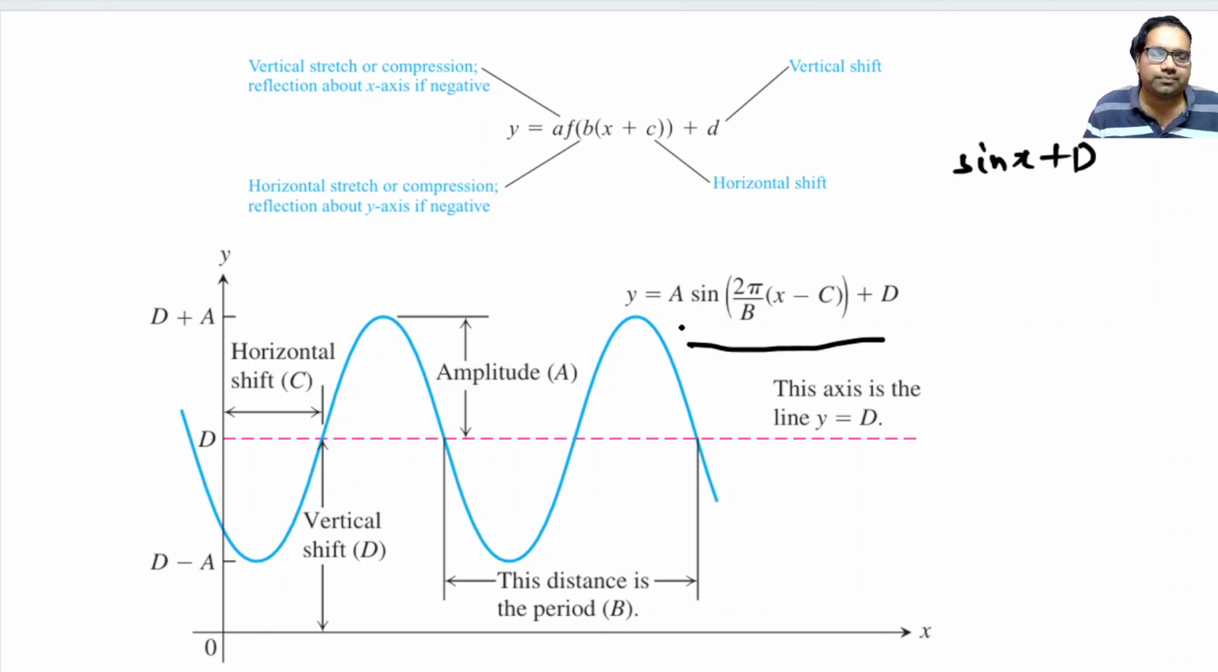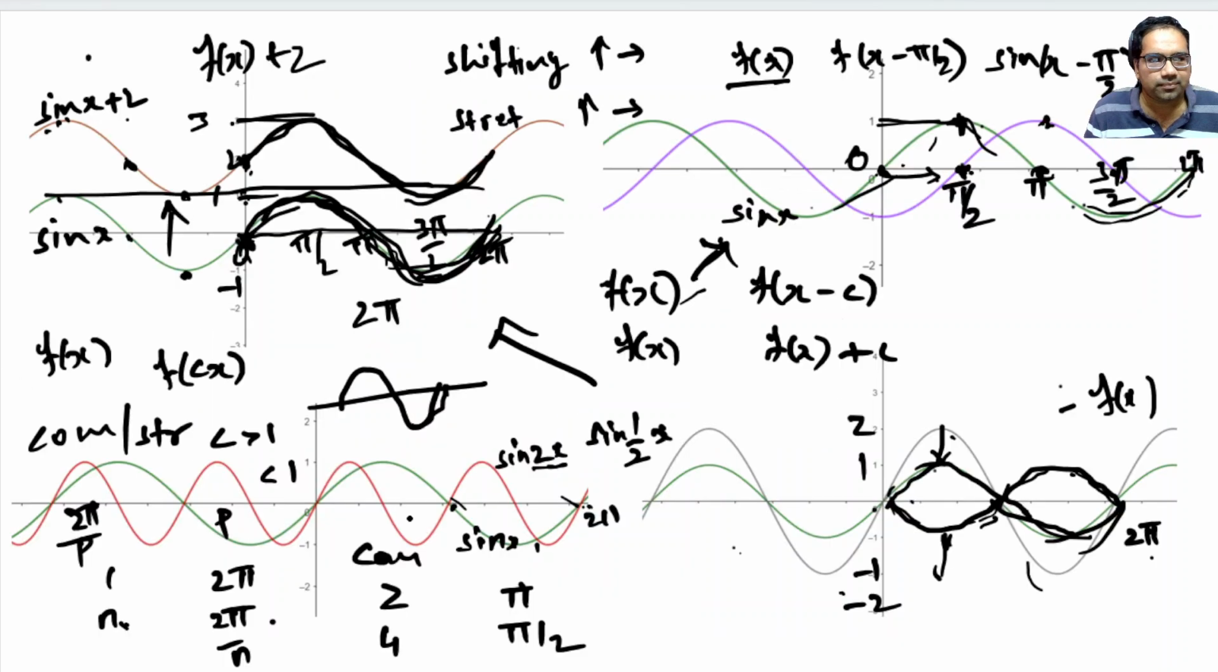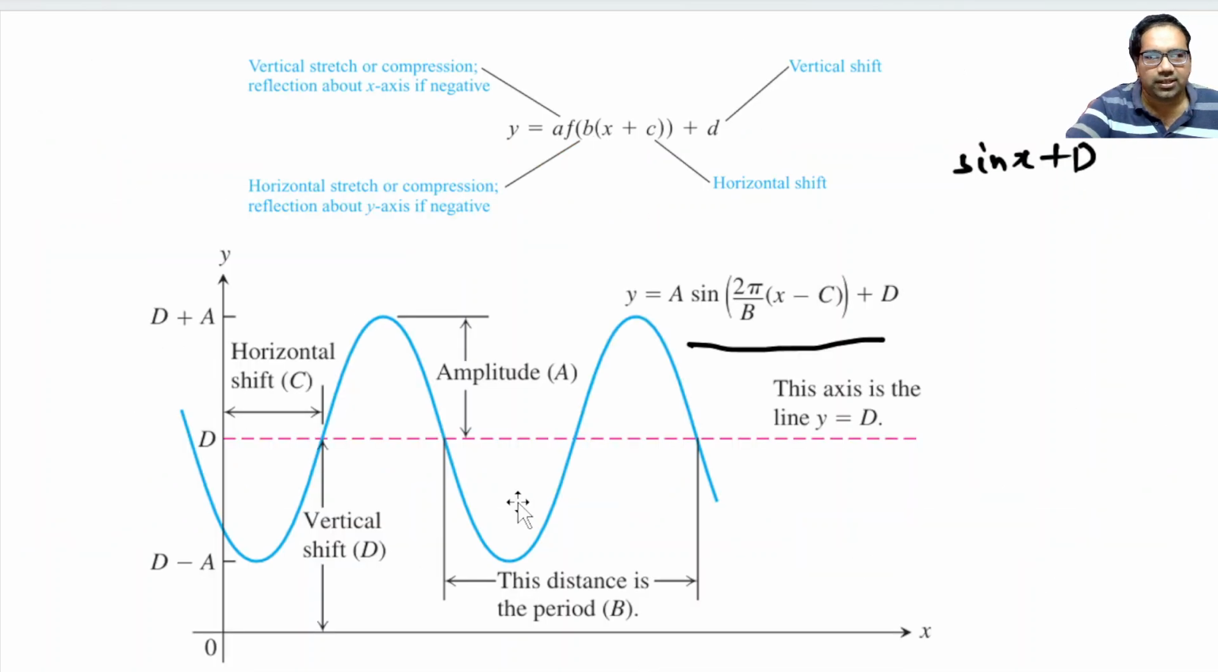Okay, now we have already discussed that if it is stretched n times, then that means the period is 2 pi by n. And if the period is p, then that means it is stretched 2 pi by p times. Okay, that's what we are doing here.